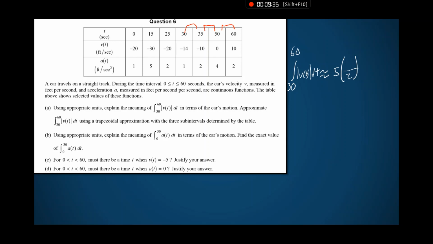So what are my two heights? So 30 and 35 are my x values. So if I'm looking for heights, I'm looking for y values. My function is v(t). So that means my input is t. If I was going to graph this, this would be t and v(t). Okay, so this 5 is where we got the 30 and 35 from. My trapezoid, a shape that looks like this, has a base of 5 and then 2 heights. What are my heights?